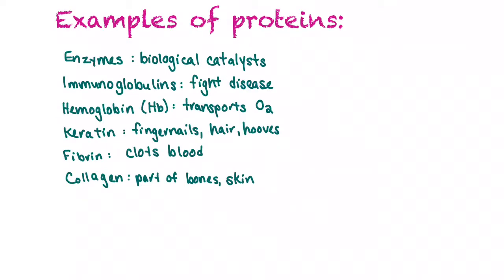So we'll just go over a few examples of proteins. First of all, enzymes, as I mentioned before, are biological catalysts. Immunoglobulins are antibodies, help fight disease. Hemoglobin, which you've probably heard about before, is a component of red blood cells. It's a carrier molecule for oxygen. Keratin, like I said before, is a component of fingernails, hair, and hooves. Fibrin is found in our blood. It's produced in a chain reaction to help clot blood, prevent blood loss. And then collagen is part of our bones and skin.